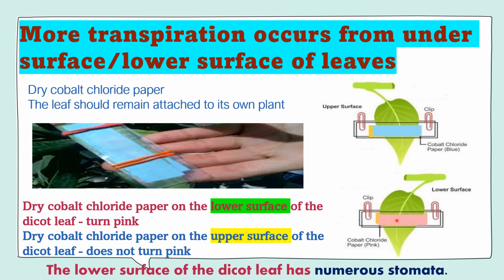The lower surface of the leaf has more stomata. That's why the cobalt chloride paper turned pink. Dry cobalt chloride paper on the lower surface of the dicot leaf turned pink. But dry cobalt chloride paper on the upper surface of the dicot leaf does not turn pink. It will take more time to turn pink, because only cuticular transpiration takes place on the upper surface. That is the reason.